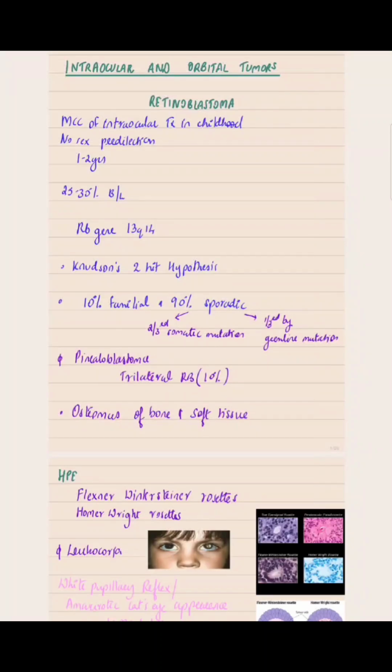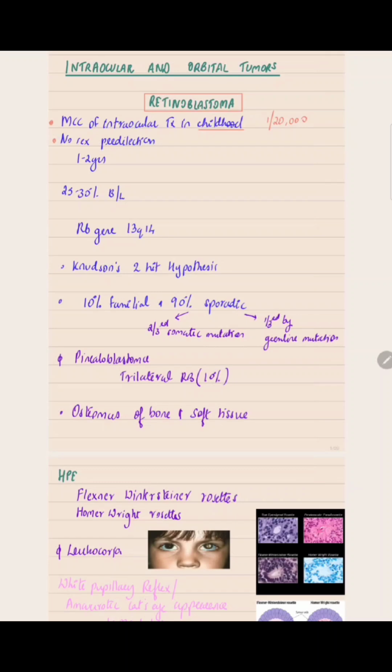Ocular and orbital tumors. First, we'll discuss retinoblastoma. Retinoblastoma, also known as glioma retina, is the most common intraocular tumor in childhood, with an incidence of about 1 in 20,000 live births.